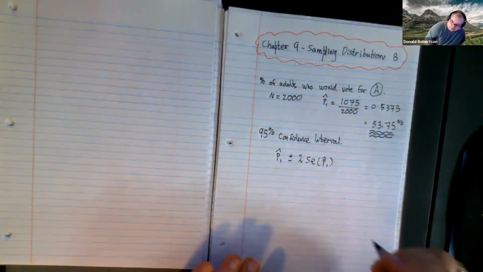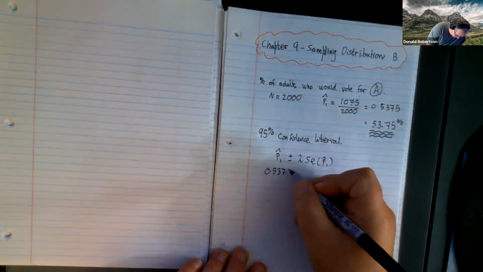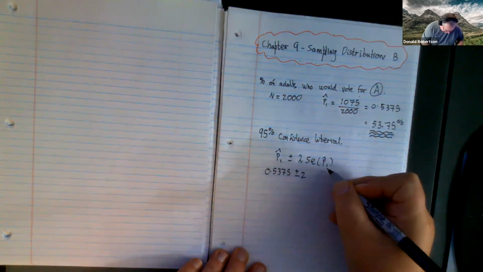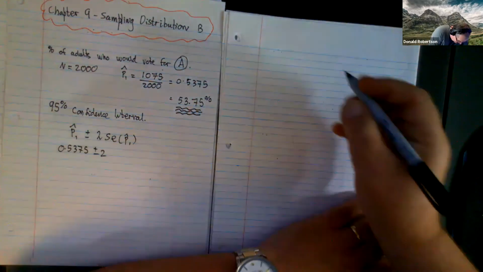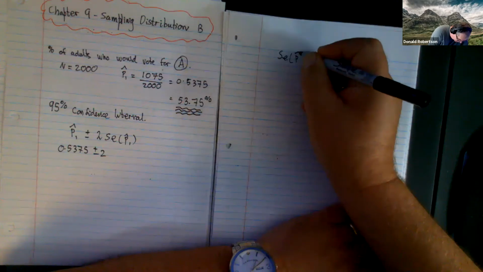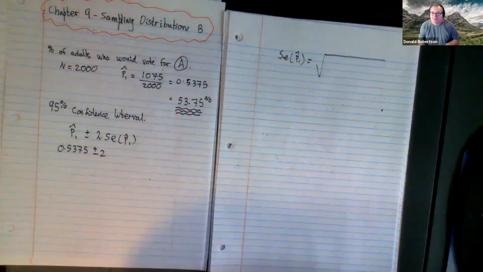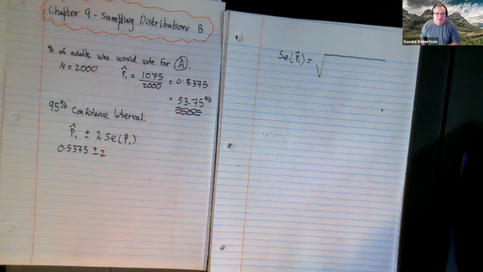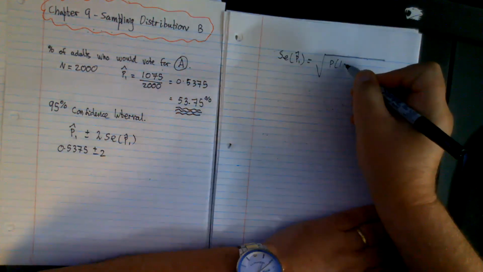Now, in this case, we know what the p hat is. It's 0.5375, give or take 2 times the standard error. And this standard error is also called the standard deviation and a couple of other names. It has a very special formula. Any volunteers, just by pure memory, what is the formula for calculating the standard error of a single sample? Square root of p times 1 minus p over n.